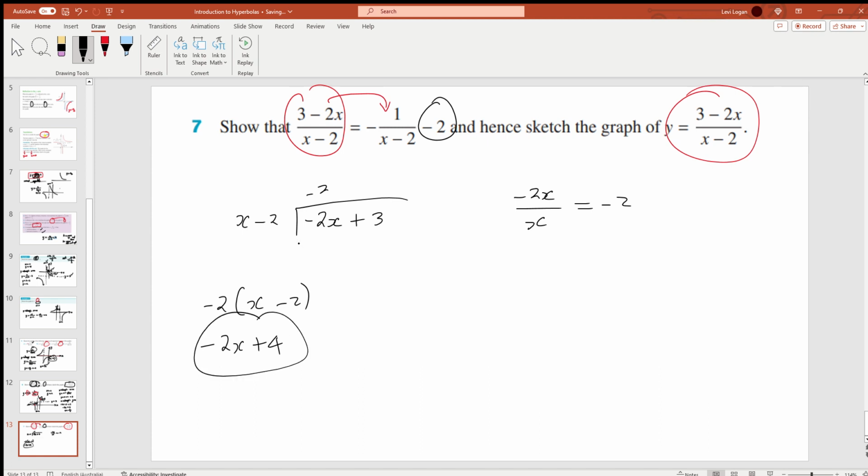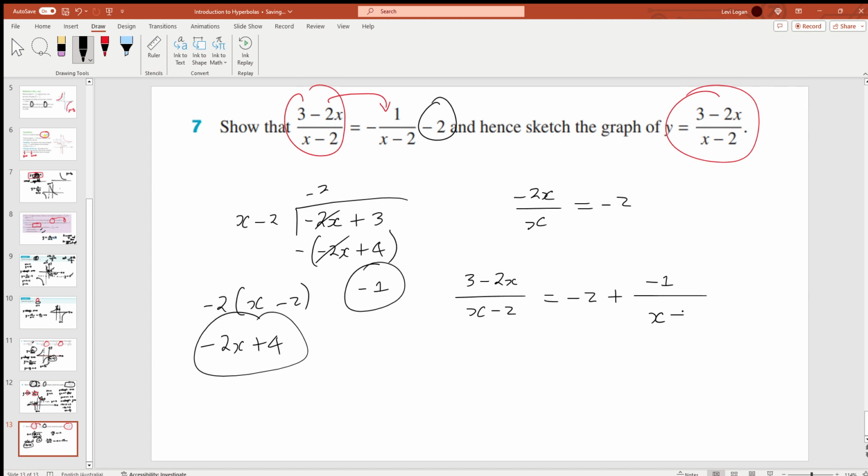Take this and put it down here and subtract it: -2x plus 4. We can see that term cancels there. Then we're going to have 3 minus 4, which is -1. So your remainder is -1. So 3 minus 2x on x minus 2 is the same as -2 plus -1 on x minus 2, which is what we've shown up there, okay?